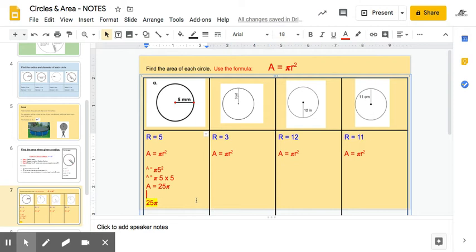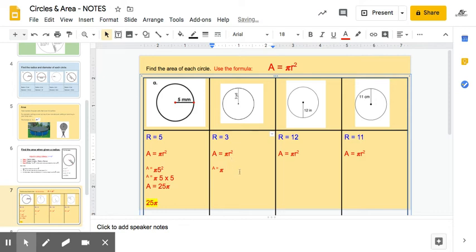Just like the circumference formula, the only difference is now we are squaring the radius. So we're taking that radius and multiplying it by itself. All right, let's look at the second one. In this circle, the radius is equal to 3. So I'm going to take that radius and plug it into this formula. So I'm bringing down the variable A because I do not know what the area is. I'm bringing down the equal sign. I'm bringing down the pi.